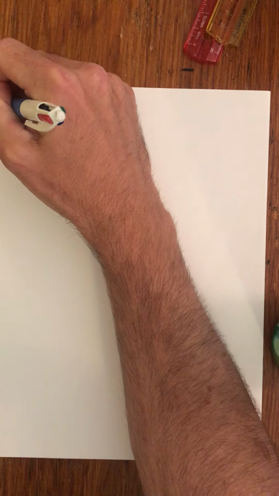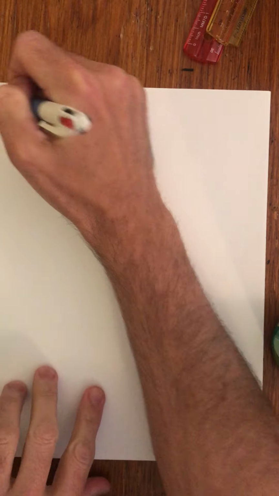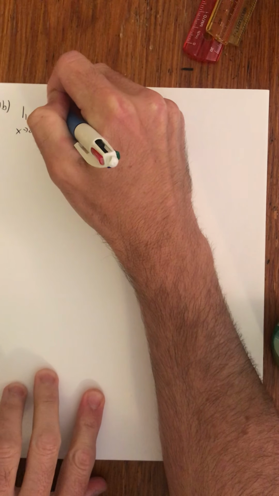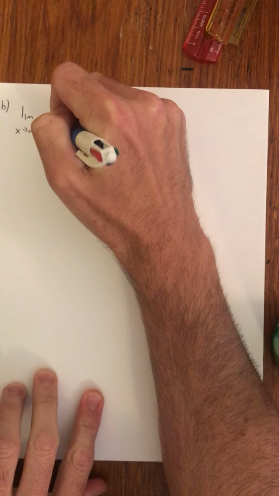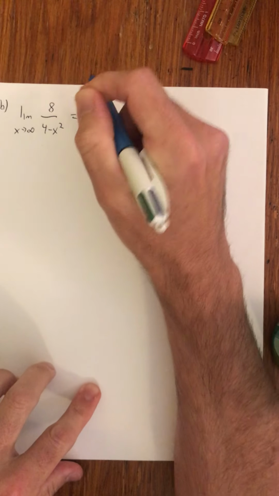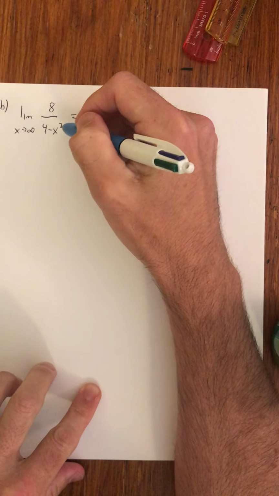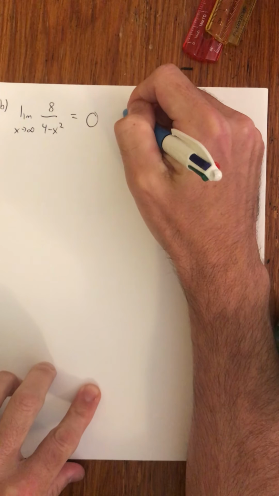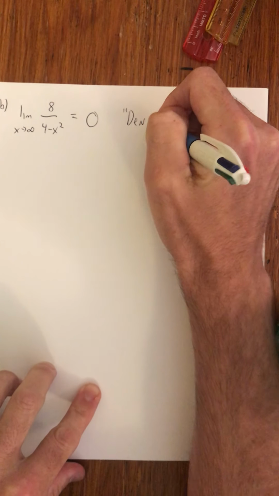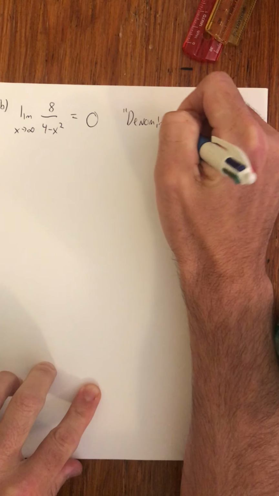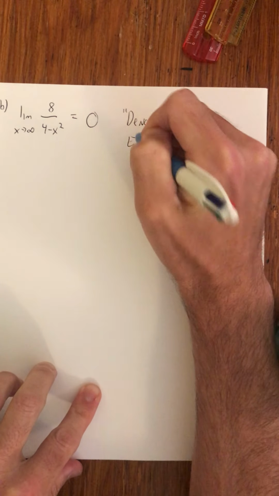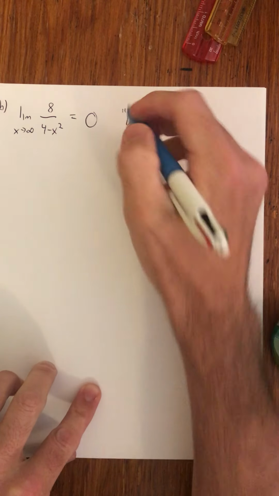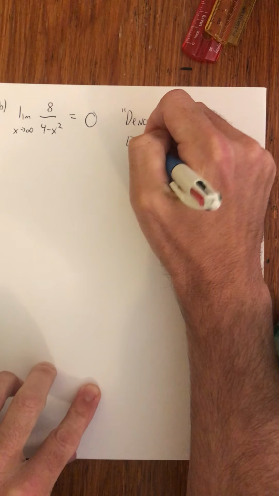So here, if we have 2b, which is the limit as x approaches infinity of 8 over 4 minus x squared, pretty simple there. All that's happening here is this denominator is getting really, really large, meaning 0 is our answer, and the denominator explodes. When I say large, I mean large in magnitude because that's obviously going towards a large negative number, but that doesn't matter. Okay.